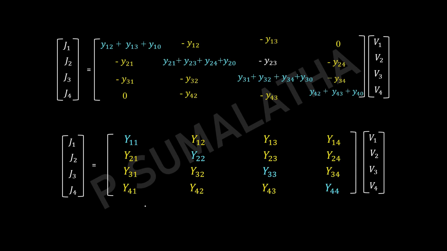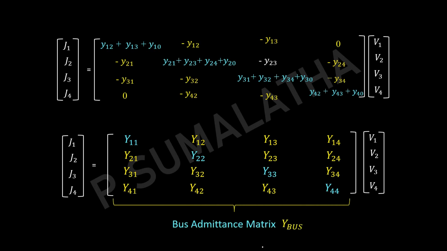In the next class, we will see how to form the Y bus matrix using the inspection method. This matrix is called the bus admittance matrix, which is represented by Y bus. To do load flow studies, first you should learn how to form the Y bus matrix without any mistake. Only one thing you should remember: the self-admittance value is equal to the sum of the admittances connected to a particular node.